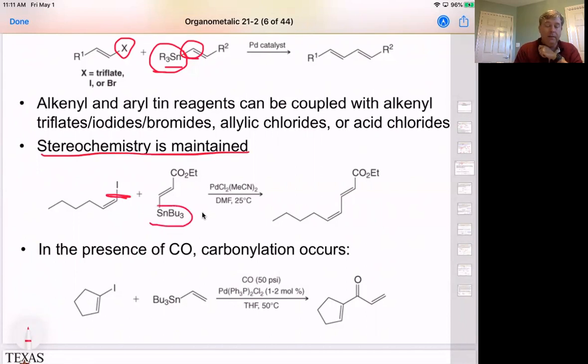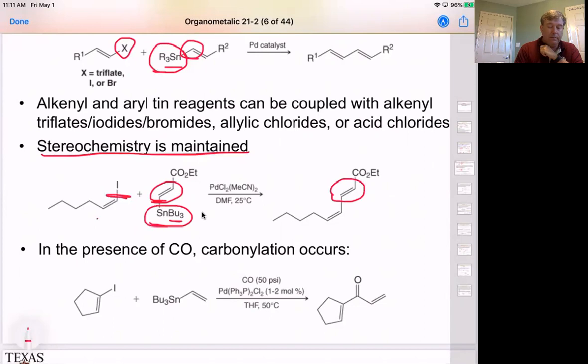And here is our tin with our three sp3 hybridized carbons on it. We do not get insertion there. We only get insertion between the tin and the sp2 hybridized carbon. And therefore, this is our cis stereochemistry for this side.